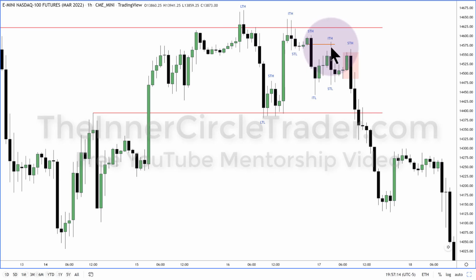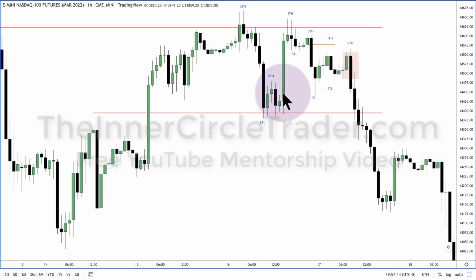This intermediate-term low forms by rebalancing, but it has a higher short-term high here. Then the market trades over here off of this short-term low. It rallies up, but it fails. It fails in here. We're going to anticipate that failure.